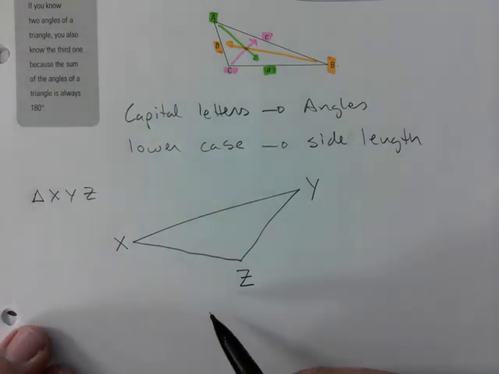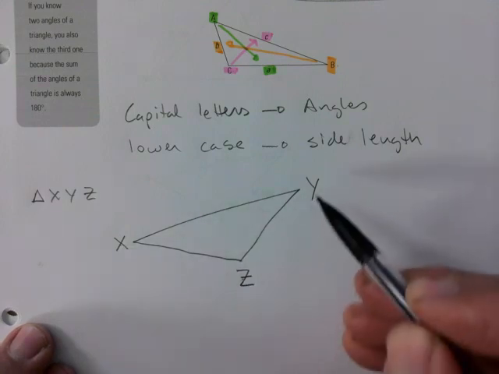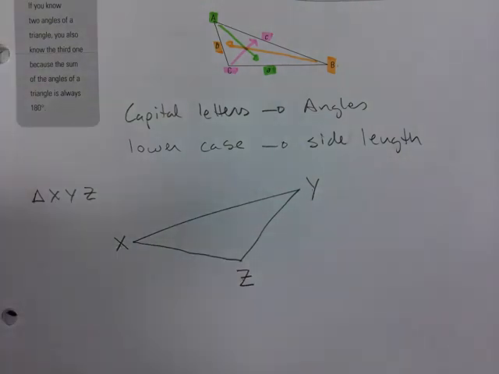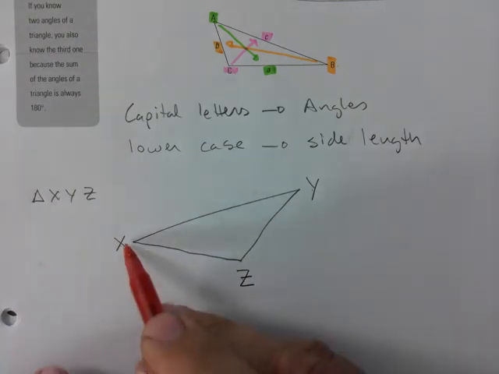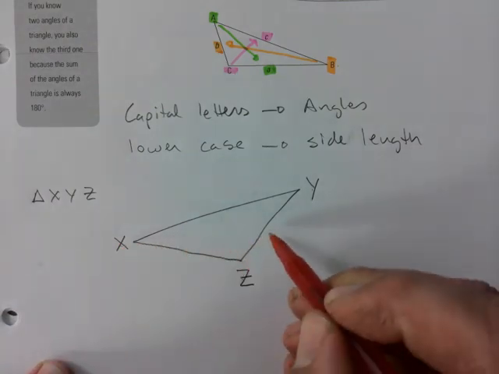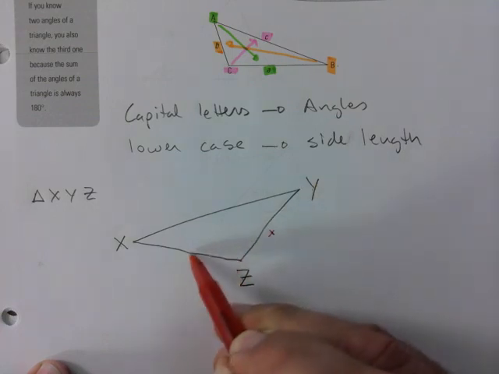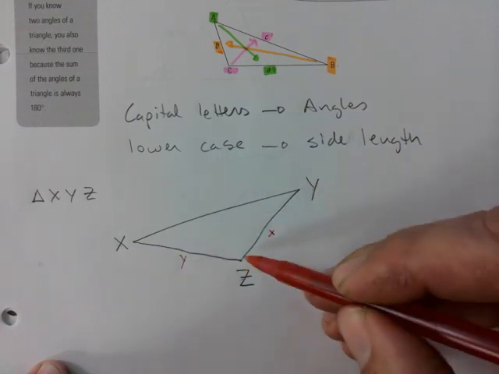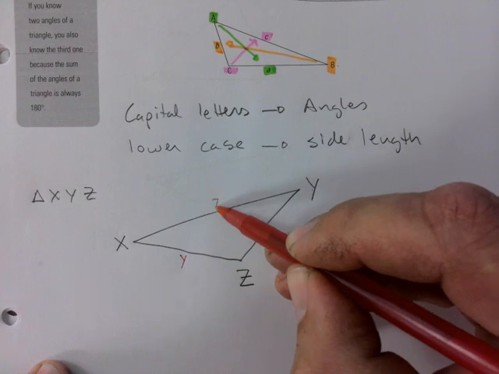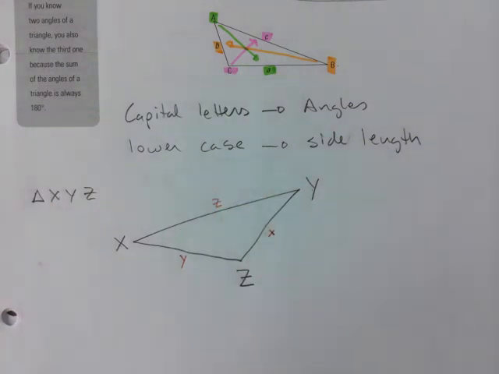Okay. So you use capitals for the angles. And now I'm going to fill it in with the side lengths, right? Capital X. So the lowercase x would go here. Lowercase y would go across from angle Y. Lowercase z would go across from angle Z. So that's very important to keep in mind when you're doing these types of questions.